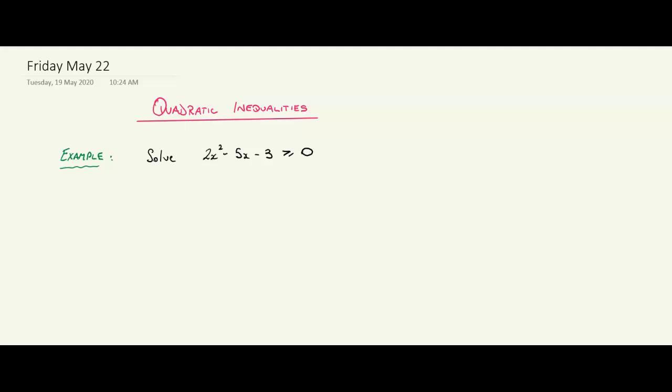So the method, as with equations, is to factorize where you can. Okay, so let's look to do that and then see what we're left with. Looking for two numbers that multiply here to -6 and add to -5. So that looks to me like -6 and 1. So we're in business, we can factorize.